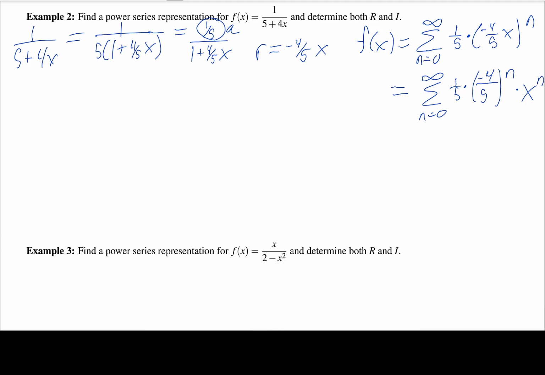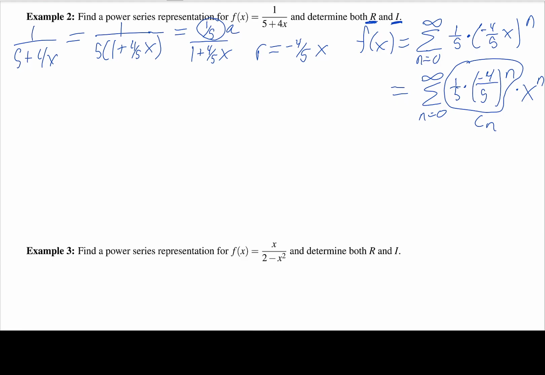Times x to the n. Right, and so then this would be my c sub n. Okay, that'll show up later. For now, let's worry about finding our radius of convergence and our interval of convergence.